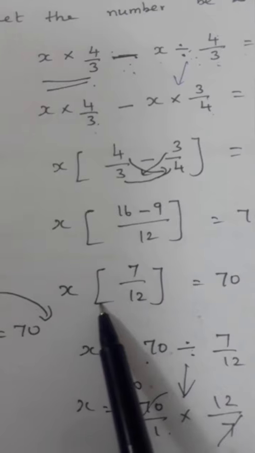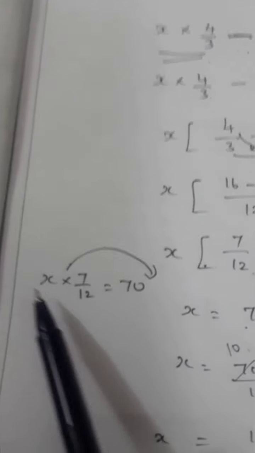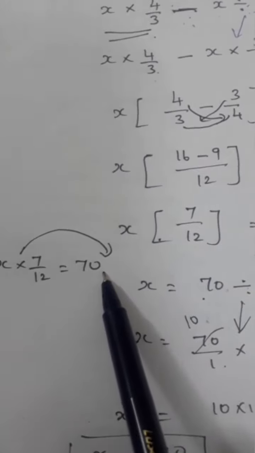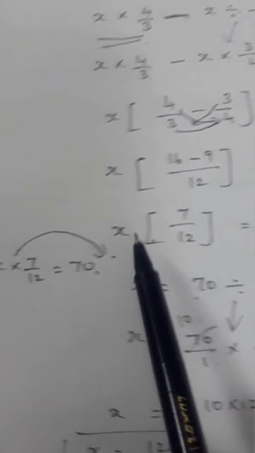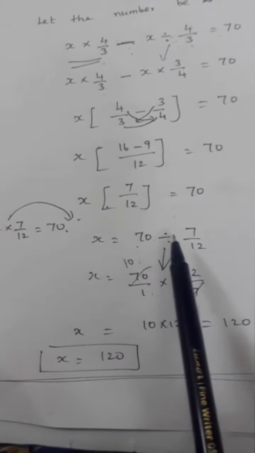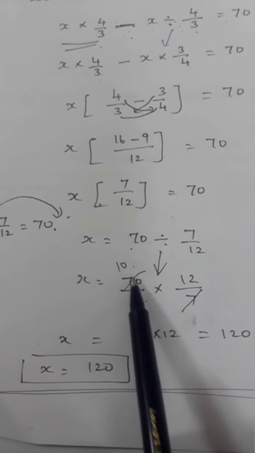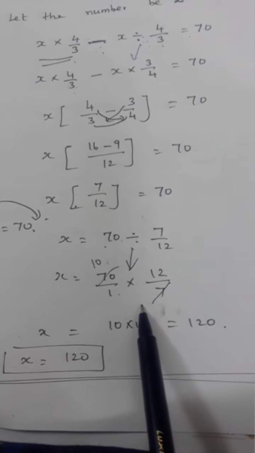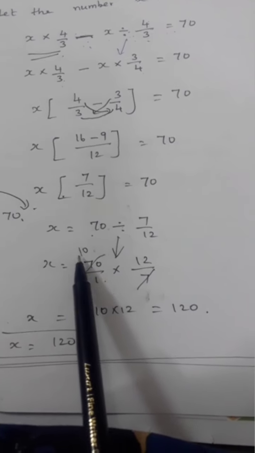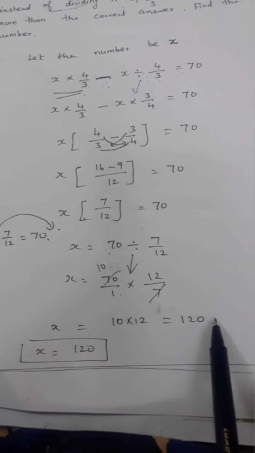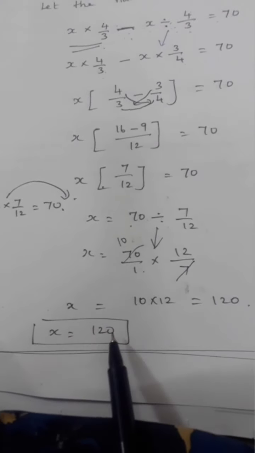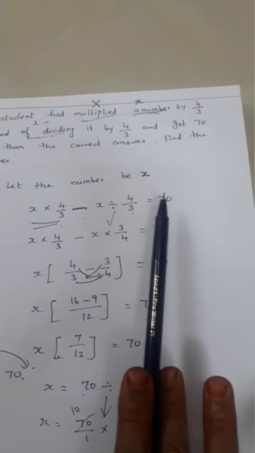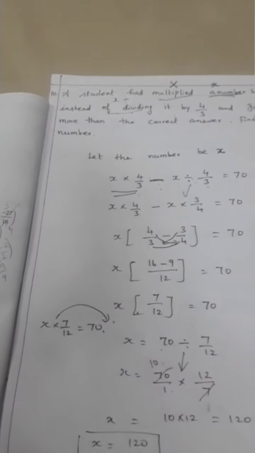Here the bracket means into. So x into 7 by 12 equals 70. Now into changes into division. X equals 70 divided by 7 by 12. 70 by 1, division changes into multiplication, 12 by 7. 1 7 is 7, 10 7s are 70. 10 into 12 equals 120. Now the x value is 120. Substitute 120 here and you get the answer 70. Definitely the answer comes. Now the 1.1 exercise sums are over.